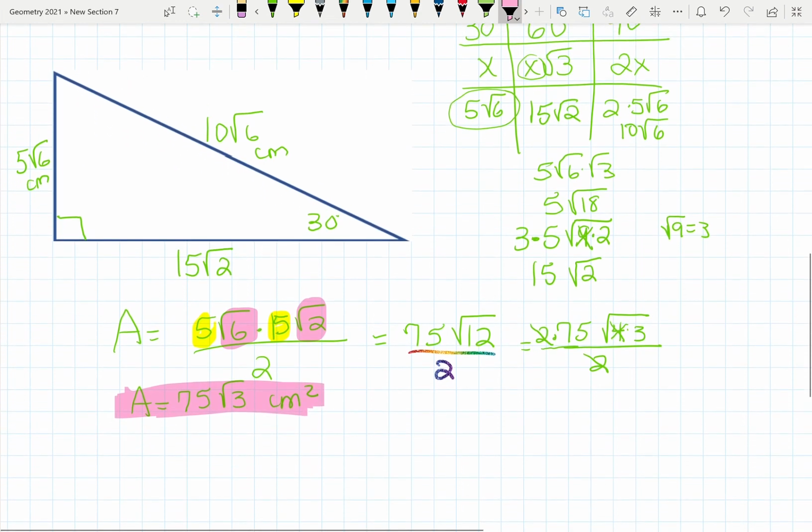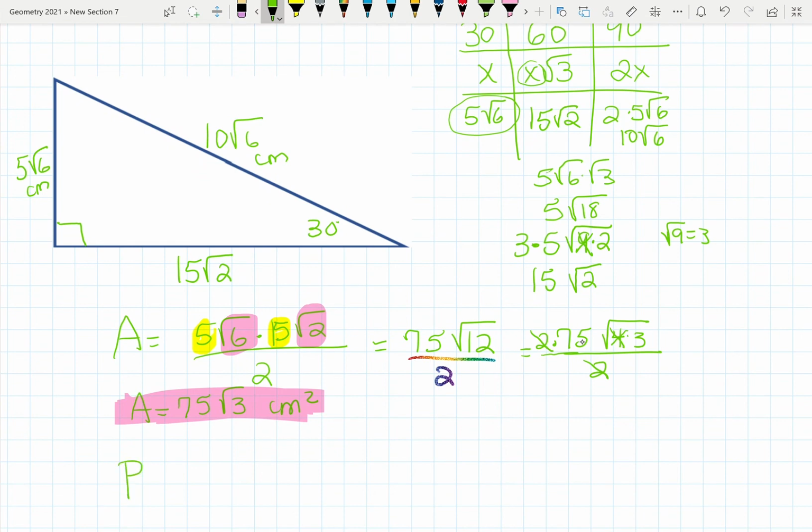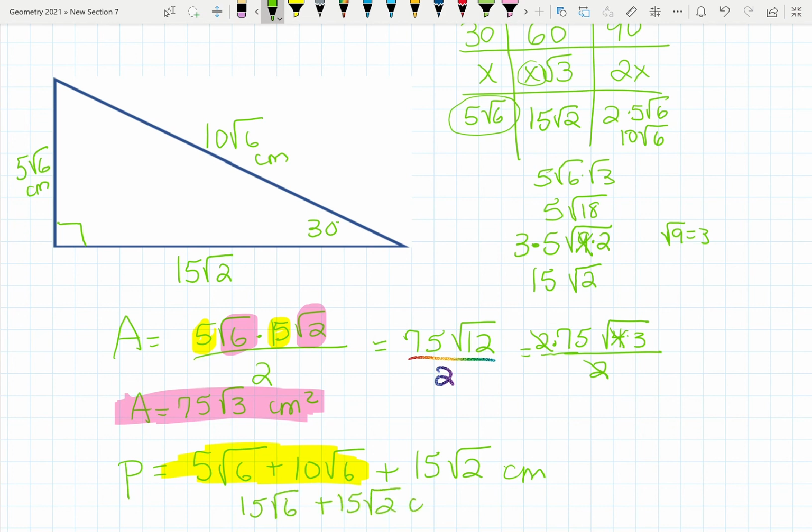And then to get the perimeter, I'm going to add up all the sides and look for like terms. So I have 5 square root of 6 plus 10 square root of 6. Whoops, those are like terms. I'm going to be able to combine them. Plus 15 square root of 2. That one's not a like term. So I am going to be able to add these two that have the common factor square root of 6. And I'm going to end up with 15 square root of 6 plus 15 square root of 2 centimeters. And that is the final value for the perimeter of this triangle.